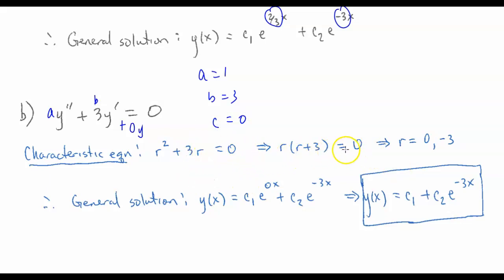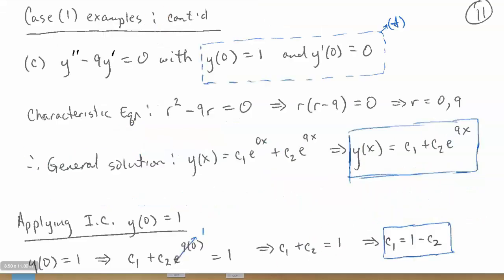And for this one, again, it's easy factoring. Once we do that, we see that 0 and -3 are the roots. So we just plug this in, 0 here, -3 there. And of course, anything raised to the 0 here is going to be 1. So we just have C1 plus C2 e raised to the -3x as our general solution.